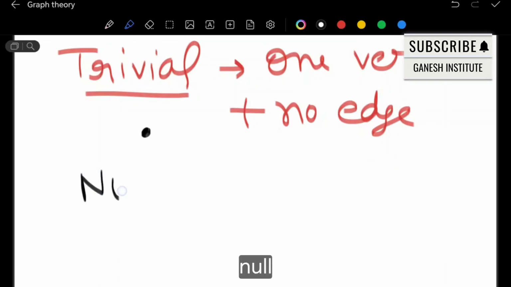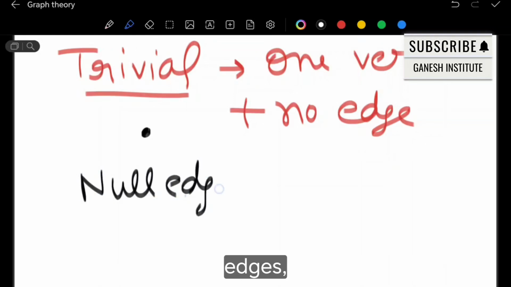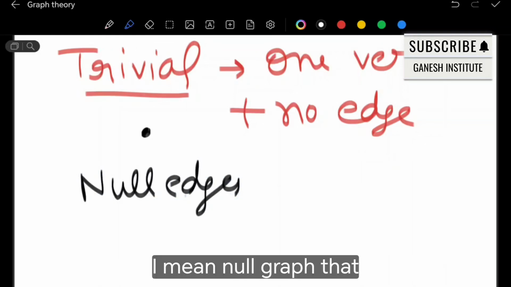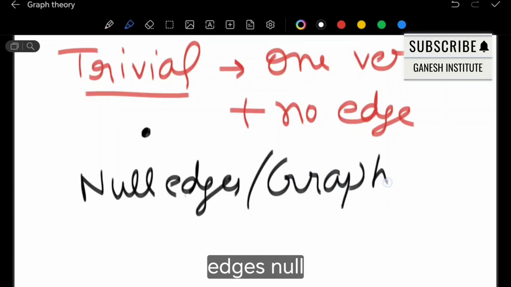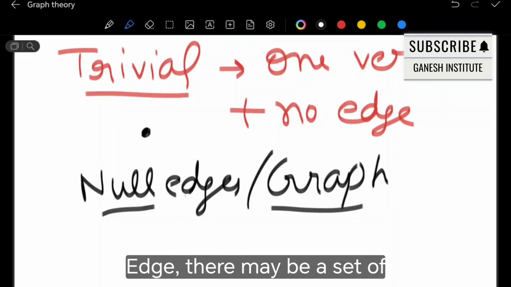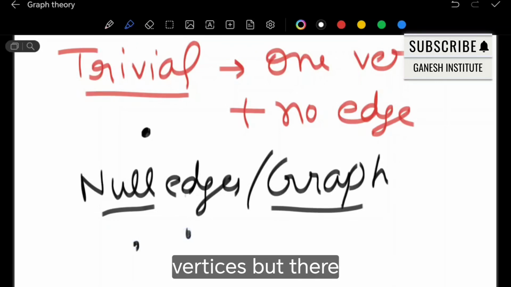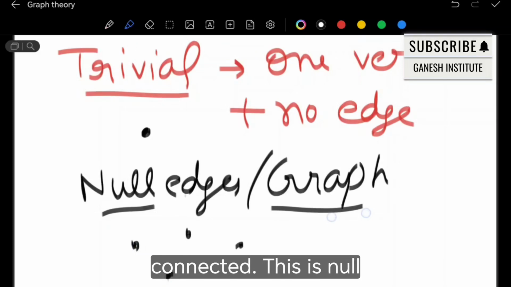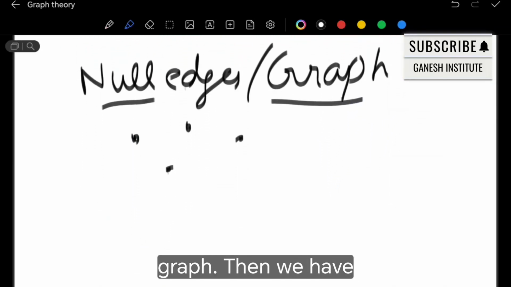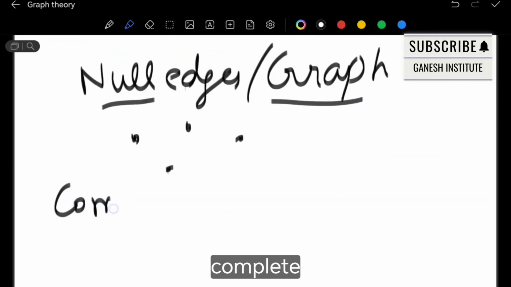Now when we say null graph, that is a graph with no edges. There may be a set of vertices, but there are no edges. They are not connected. This is a null graph. Then we have complete graph.